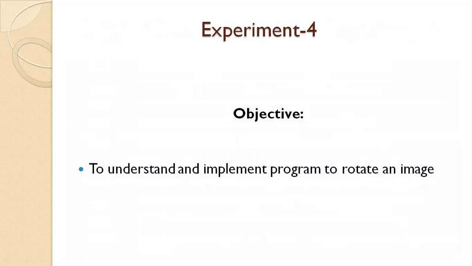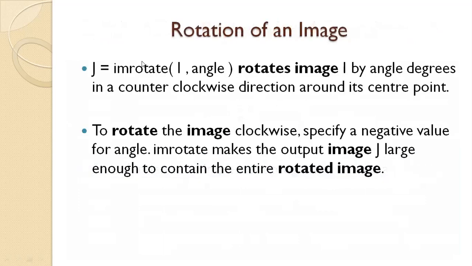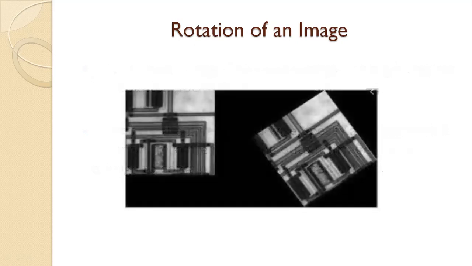So first in our experiment number 4, we are going to rotate an image. There is a command imrotate used to rotate an image I with a particular angle. The imrotate function rotates the image with the particular angle given in the command in anti-clockwise direction. If we want to rotate the image in clockwise direction, then we have to specify a negative value for the angle. So after rotation, the image will look like this.